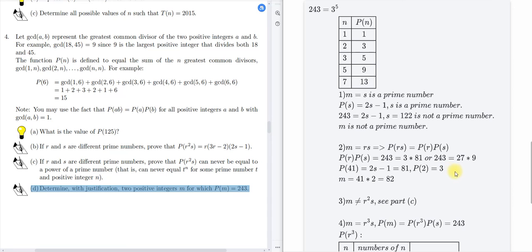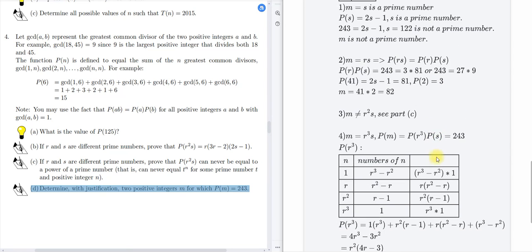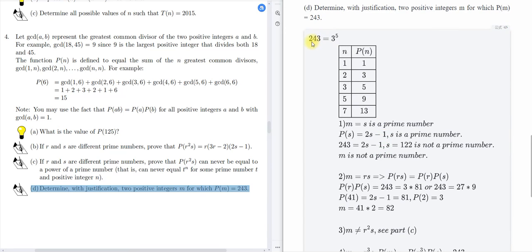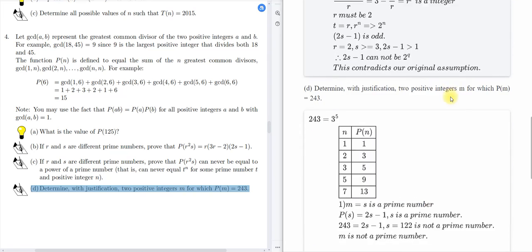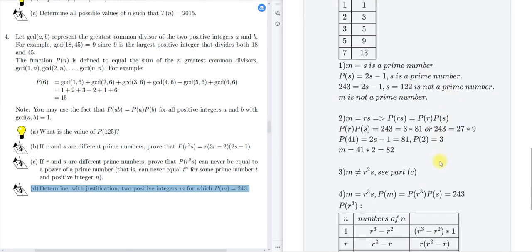Okay, let's see. Is that possible? m equals r squared times s. It's not possible because 243 is a power of a prime number. It must be a power of a prime number. But we have already shown that p r squared s cannot be a power of a prime number. So this is not possible.